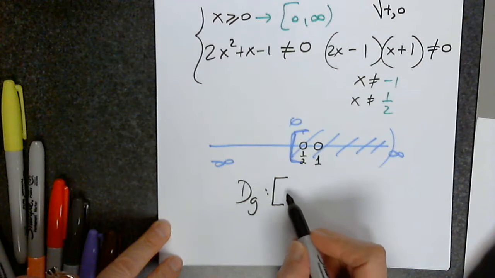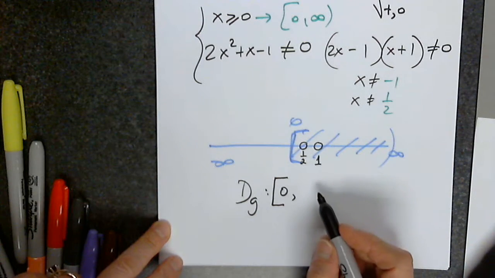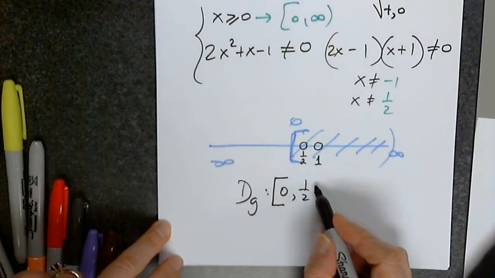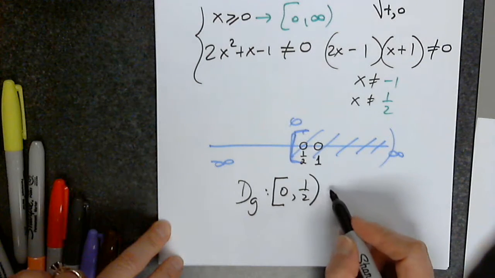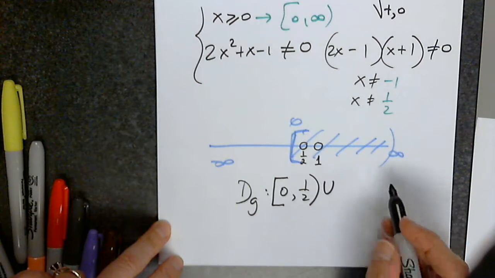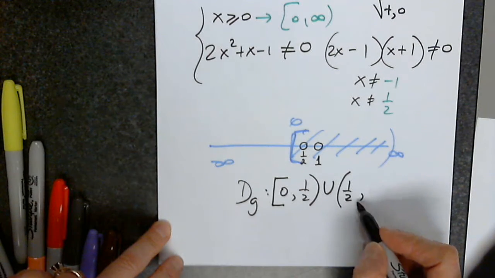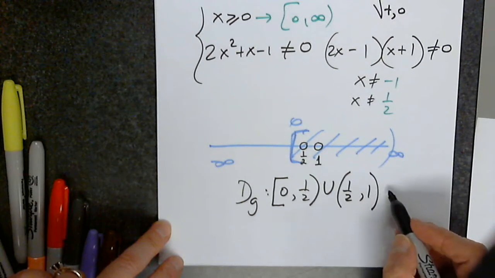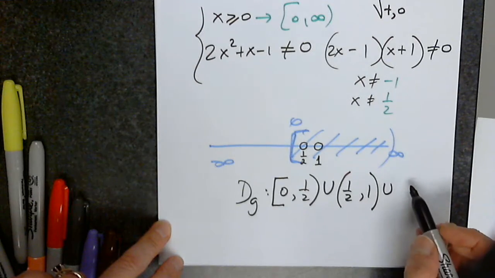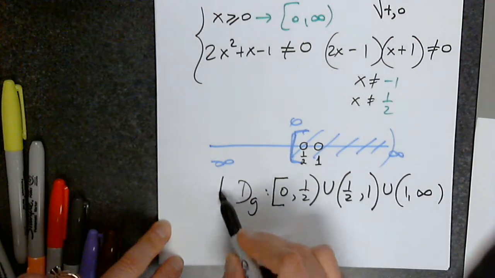Bracket 0, comma. Awesome. Union. That's it.